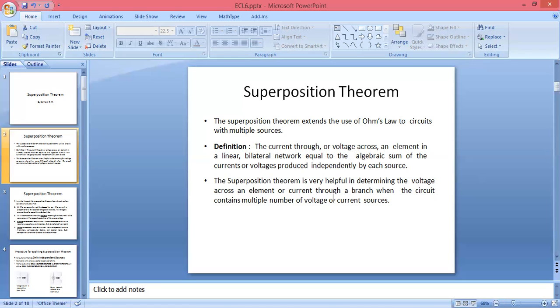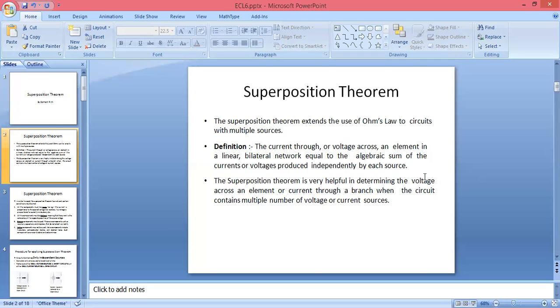So, superposition theorem is very helpful in determining the voltage across any element or a current flowing through a branch when the circuit contains more than one source. It is nothing but the circuit contains more number of voltage sources or more number of current sources. So, we can solve that circuit, we can derive the value of unknown current or unknown voltage by using superposition theorem. While using superposition theorem, only one source can be considered at a time.